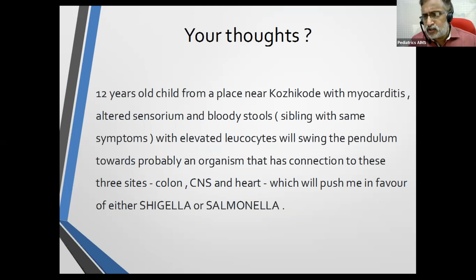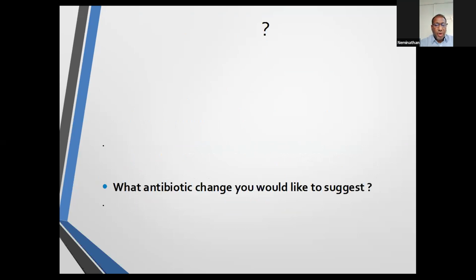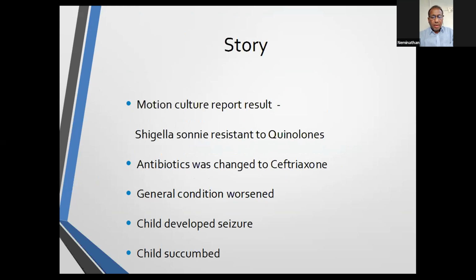Your thoughts, Dr. Neminathan? Yeah, this is a 12-year-old child coming from Kozhikode, an endemic area for lots of parenteral diseases, coming with a history of bloody stools, myocarditis, altered sensorium, with a similar illness in the sibling, with elevated total count. It will swing the pendulum towards enteropathogens.